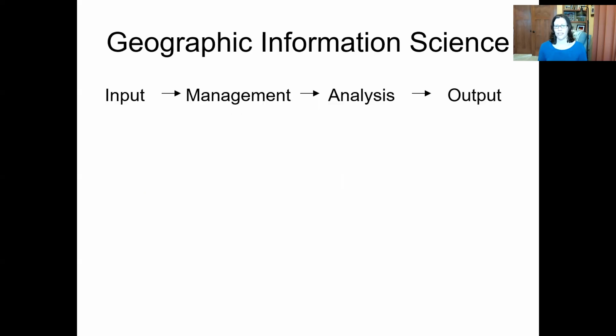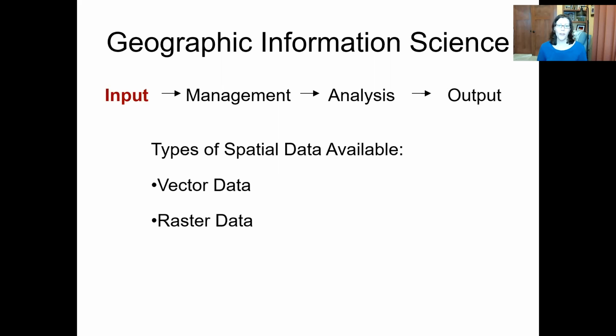So here are the different major steps in geographic information science. So we start with input data, we manage those data, we analyze those data, and then we have an output at the end often in the form of a map. So let's talk a little bit about each of those steps.